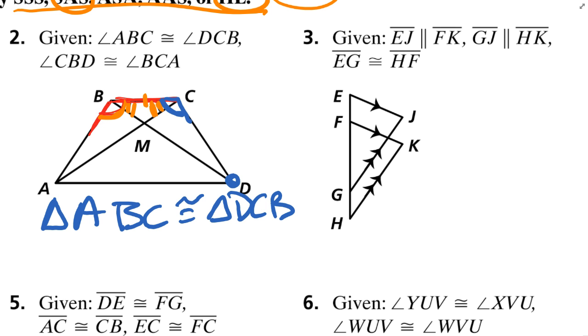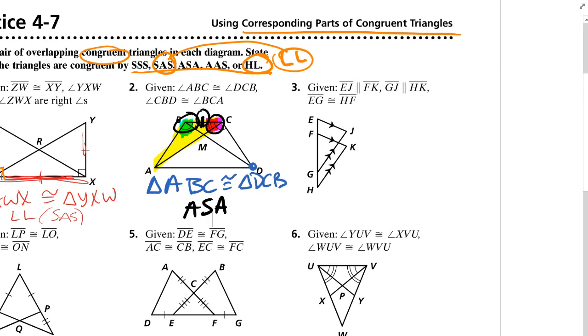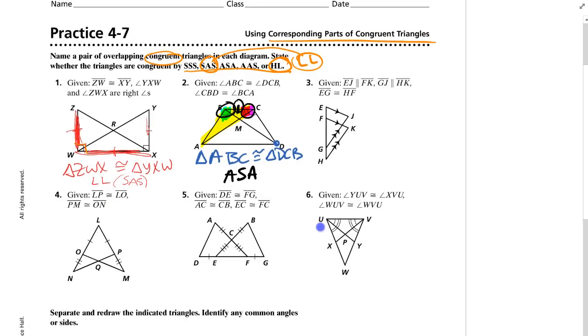Let me trace that a little differently so that you can see it. For this yellow triangle, the things I know are this big angle here, the little angle inside this corner, and this side. So this is actually angle, side, angle, which is the reason why I can say those two triangles are congruent.